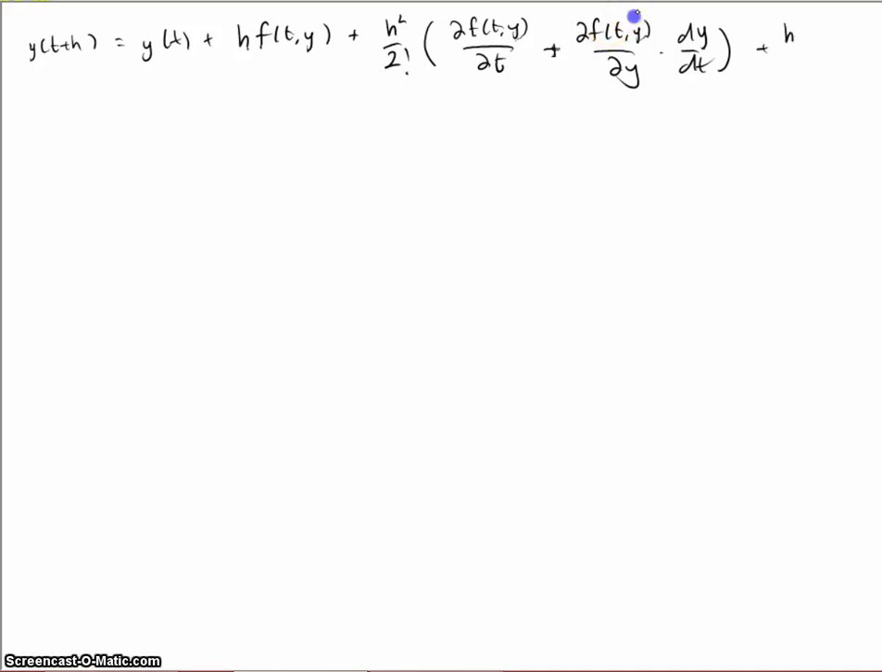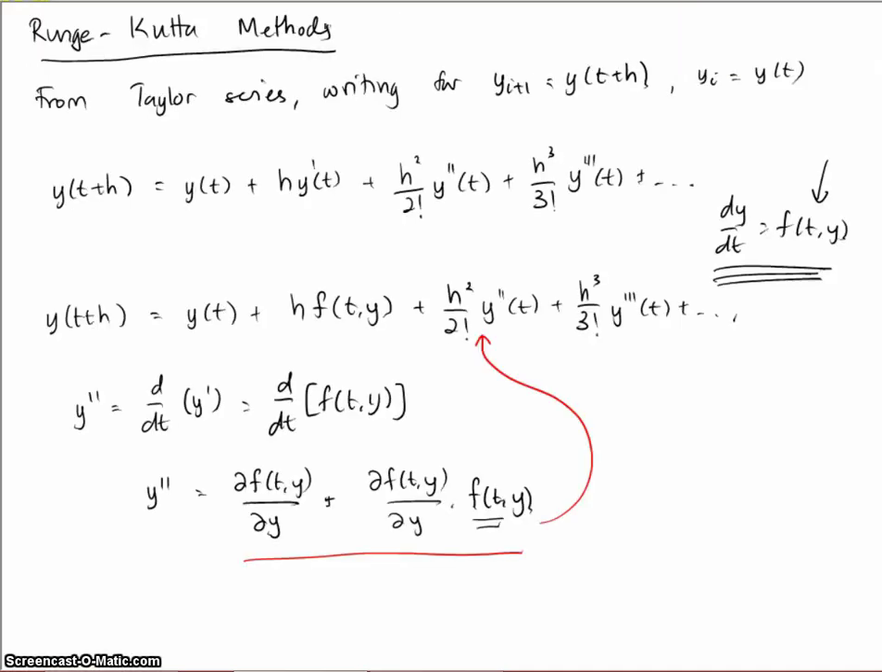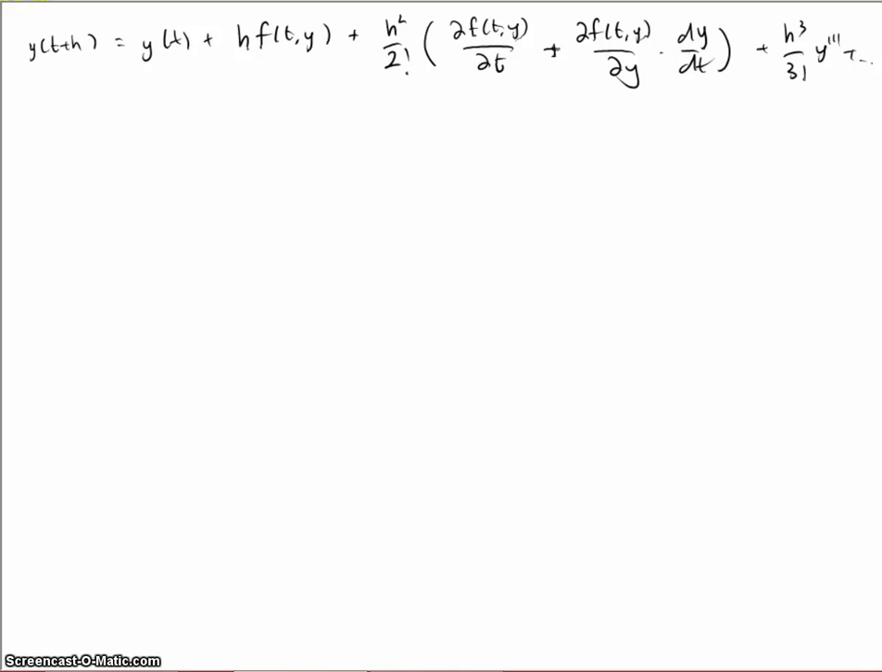Okay, so I'm going to write the third order term y triple prime and so on. Okay, I think here I've made a mistake. Instead of d by dy, this should have been the partial derivative of f with respect to t. Once I substitute the expression for y double prime, I end up with this.